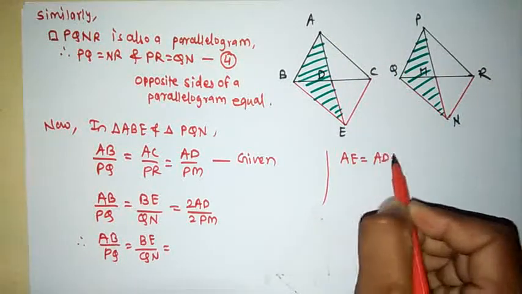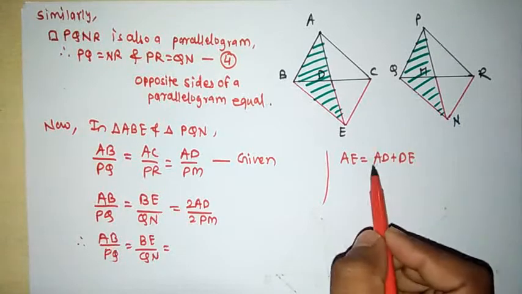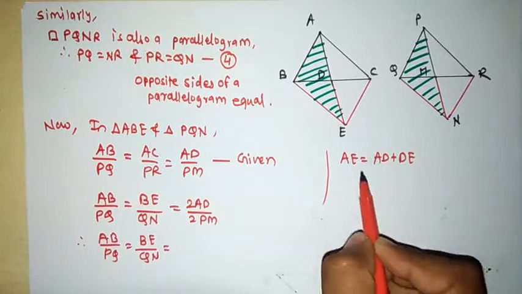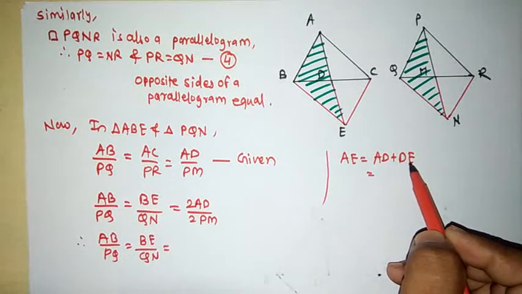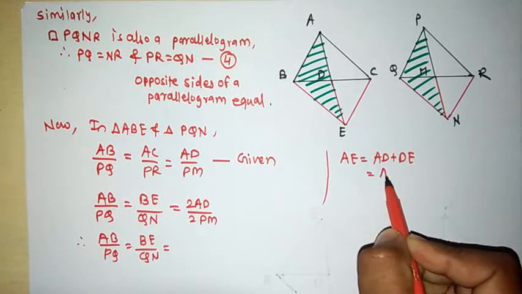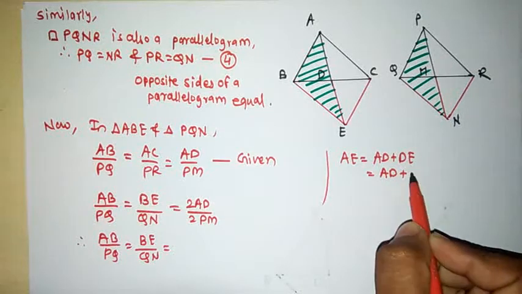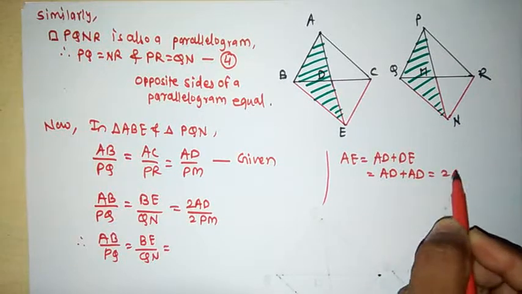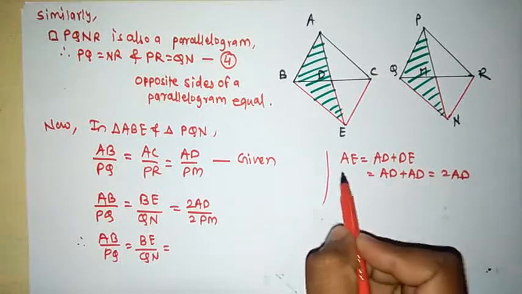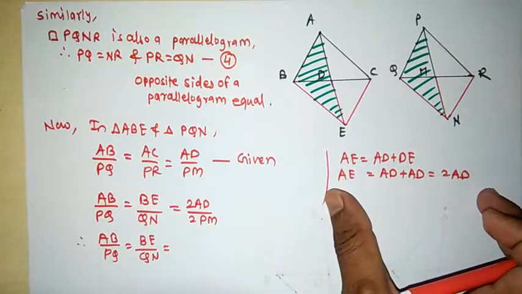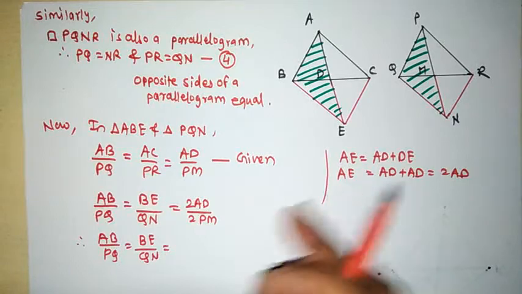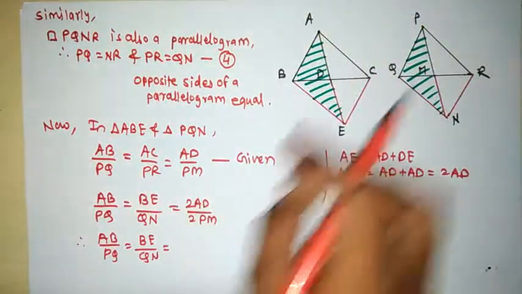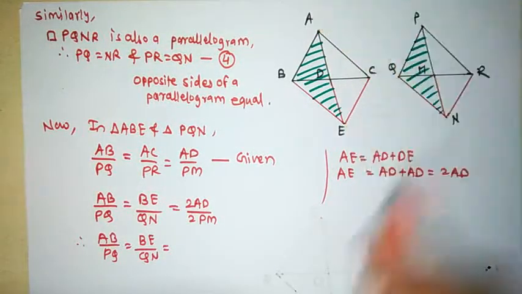Yes, I can write AE is equal to AD plus DE. Now we know that DE is also equal to AD by our construction. Therefore, instead of DE, I can write AD, which gives 2 times AD. Therefore, we got AE is equal to 2 times AD. Now, instead of 2 times AD, can I write AE? Yes, you can write AE.